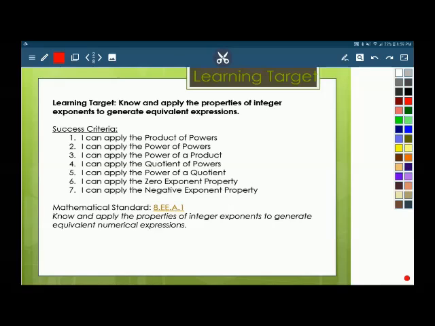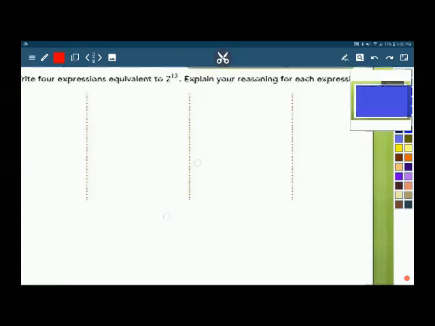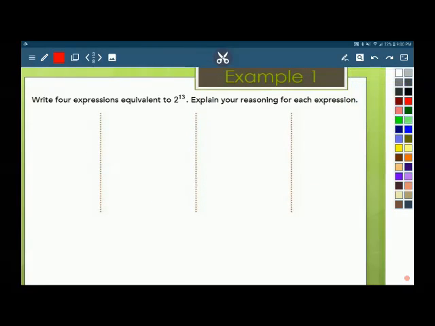We've been practicing the product of powers, quotient of powers, power of a quotient, zero exponent, and negative exponent property. We had been practicing using all of those different rules, and we're memorizing the quick tricks so we don't have to keep expanding the exponential properties. Well, now we're going to be trying to just create equivalent expressions for different exponential expressions that we are originally given. Write 4 expressions equivalent to 2 to the 13th power and explain your reasoning for each expression.